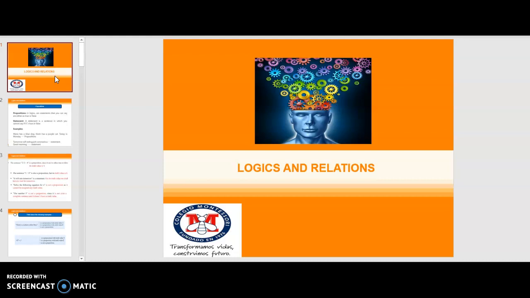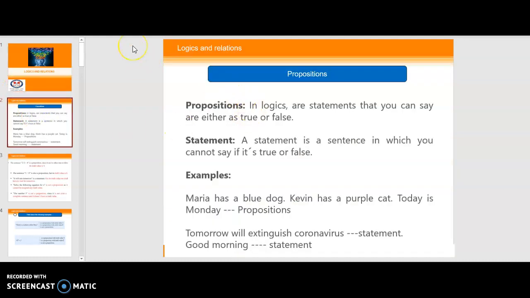So we are going to start with a new topic called logics and relations. Let's start by making some very important definitions about logic, and then we will do some examples about them. So let's start with the main definitions, and the first one is propositions.